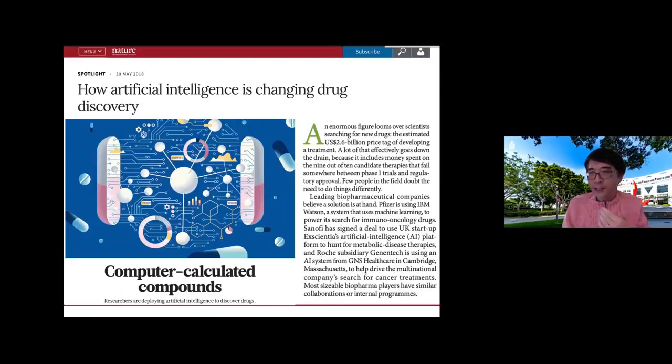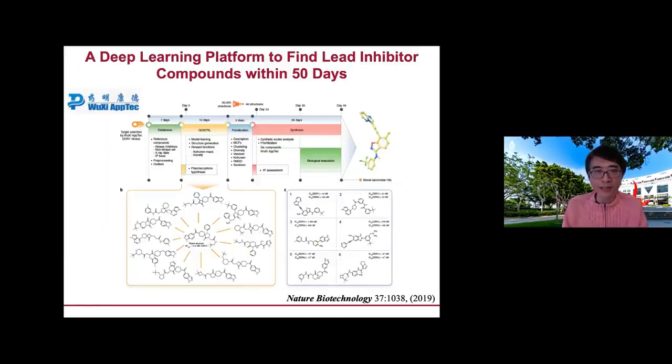So I'll leave this part to Professor Sun to talk about more details, but I just want to show you one example here. This is a very exciting recent work from this pharmaceutical company from China, Wuxi Tech, in collaboration with a few other groups. They developed a deep learning platform that is able to find the lead inhibitor compound of one of the kinases within 50 days. From day 1 to day 46, they already found the lead compound that has been validated by cell-based assays, right?